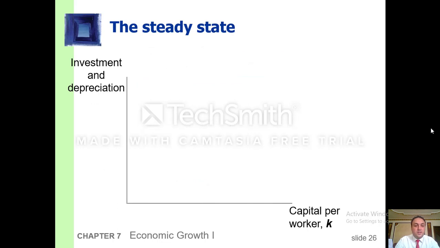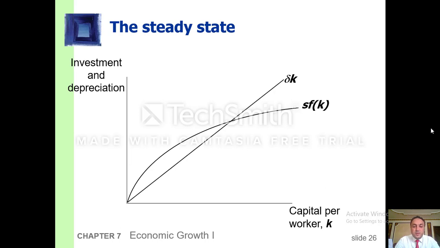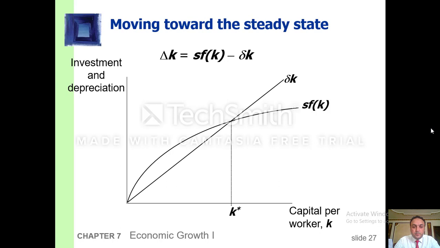We can see here the steady state on this graph: the investment and depreciation on the vertical axis and the capital per worker on the horizontal axis. This is the investment curve and this is the depreciation curve. You can now see the steady state where you can find it here, in this intersection between the two curves. Yes, this is K star, the steady state of capital stock.